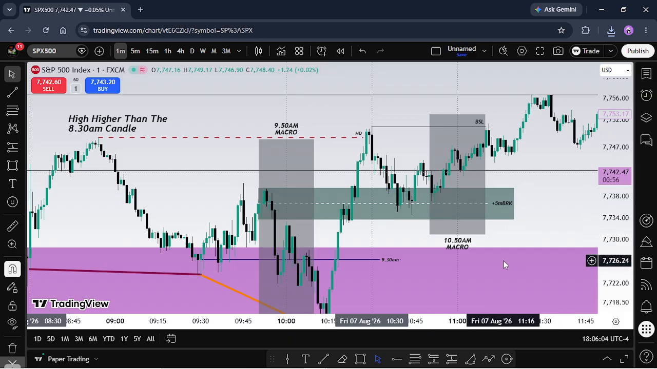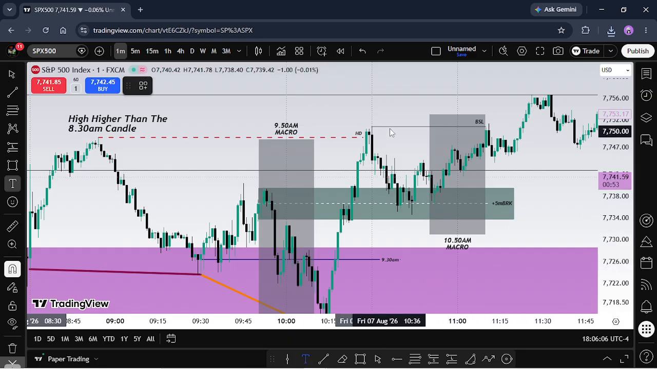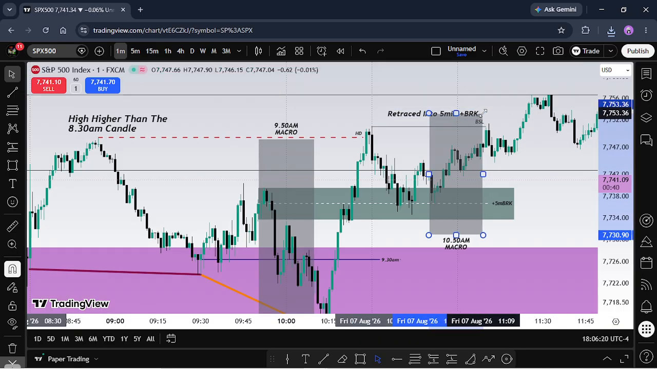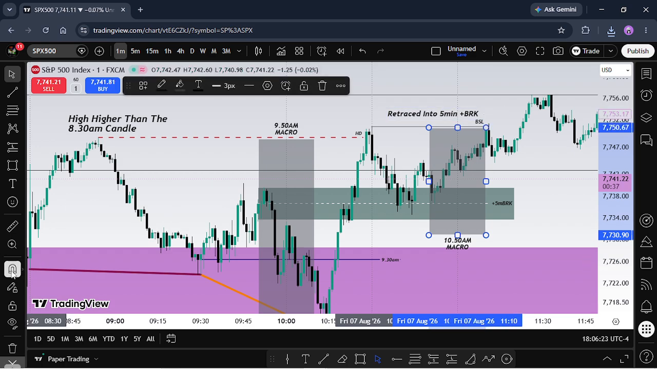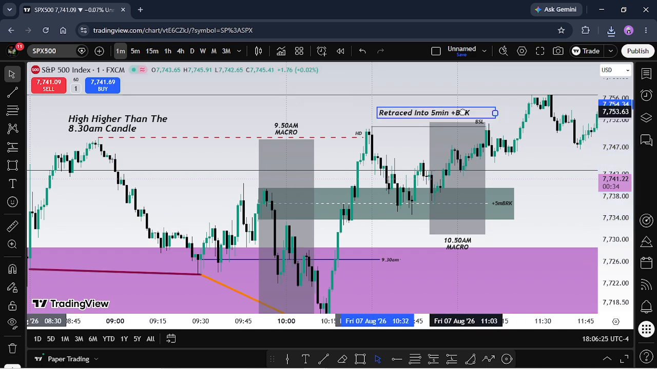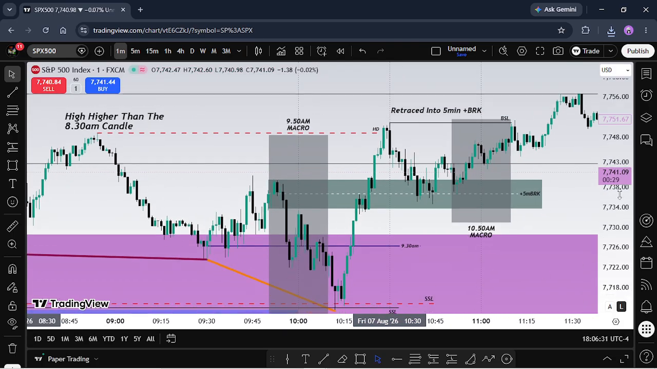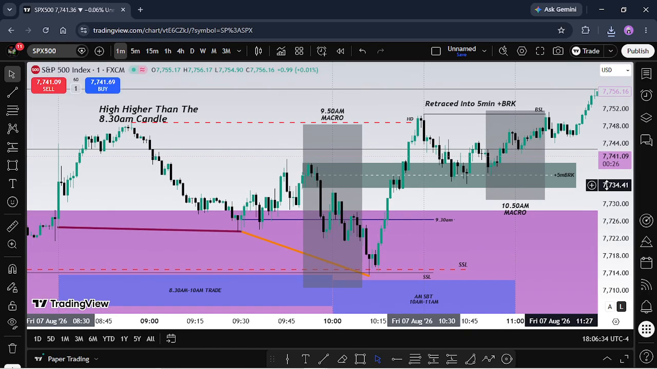Here also, retraced back into a 5-minute breaker. Retraced into a 5-minute breaker. Yeah, retraced into a 5-minute breaker. Sorry about that. I'm only sleeping once I'm done with this thing. Right, retraced into a 5-minute breaker. All right, that's perfect. Take that. Done. Okay.